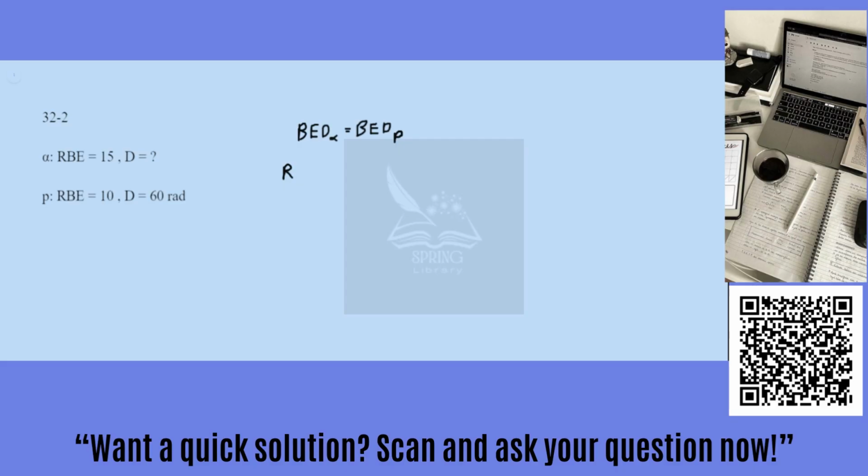So we know the equation for BED is simply the relative biological effectiveness of the alpha particles multiplied by the absorbed dose of alpha particles. And similarly for protons, the RBE multiplied by the absorbed dose of these protons. So here everything is given to us, of course, except for the dose for alpha particles. So we can just rearrange this equation.